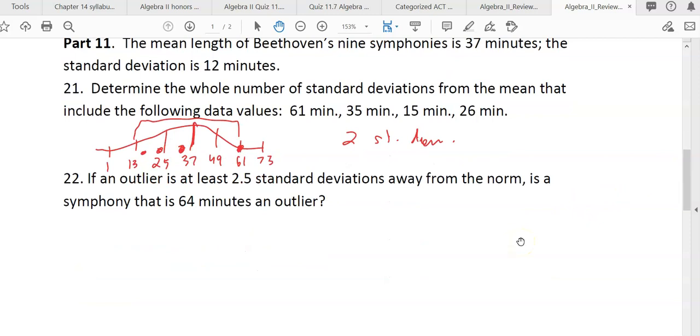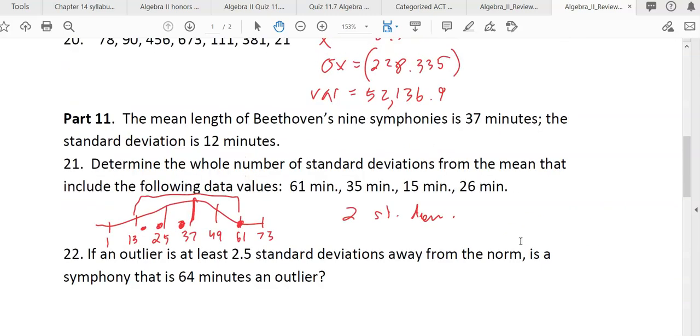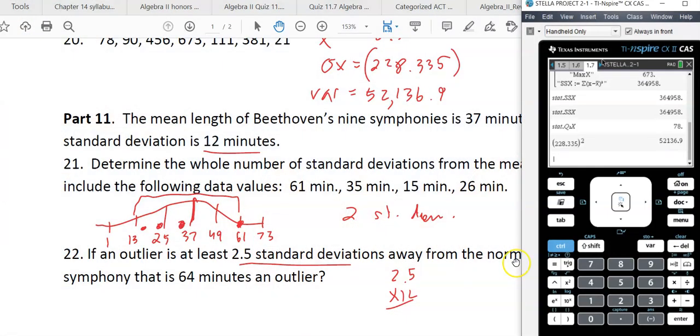An outlier is at least 2.5 standard deviations away from the norm. Is a symphony that is 64 minutes an outlier? So let's see, standard deviation is 12, so 2.5 times 12. Let's figure out what that is. So 2.5 times 12, we get 30.